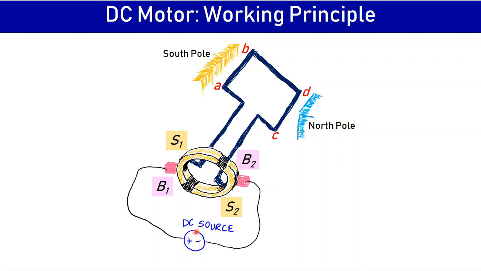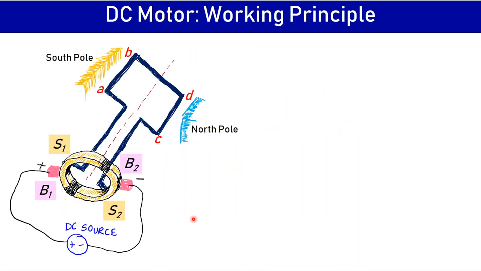The DC supply to this coil is given through the brushes and commutator segments with a DC source. Now this arrangement helps us to achieve the purpose of a unidirectional torque. So in the first case, when this conductor AB is under the south pole and the conductor CD is under the north pole, let us see the direction of current.